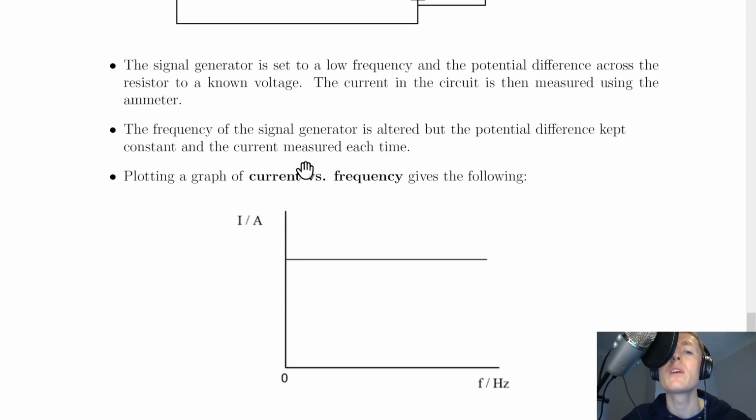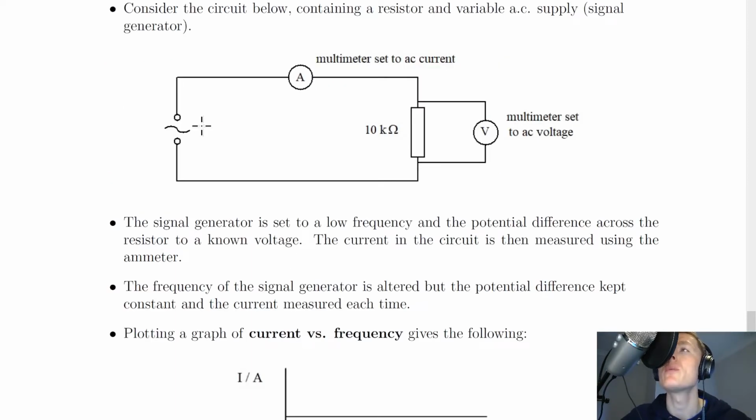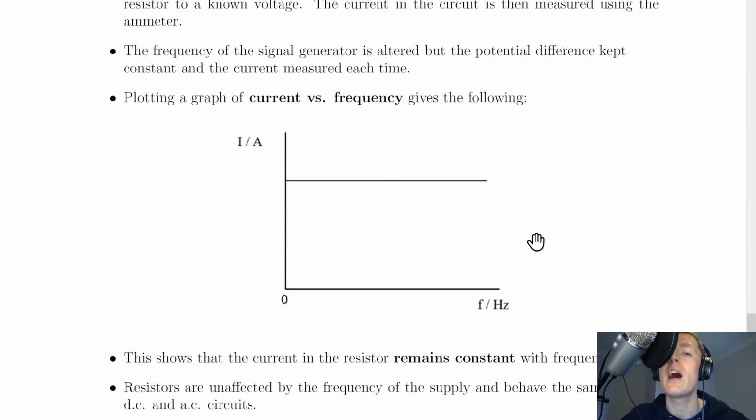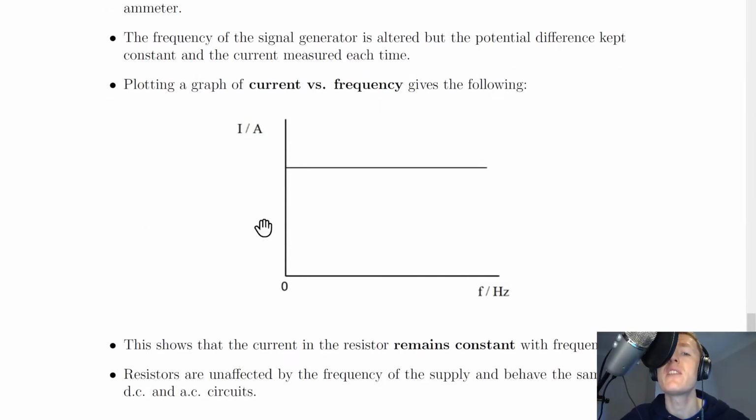current here. The frequency of the signal generator is altered, but the potential difference kept constant and the current measured each time. So all you would do is adjust the dial in the signal generator to change the frequency of the supply, and at different values of frequency you would write down the current value. If you then plot a graph of current versus frequency, this is what you would see.